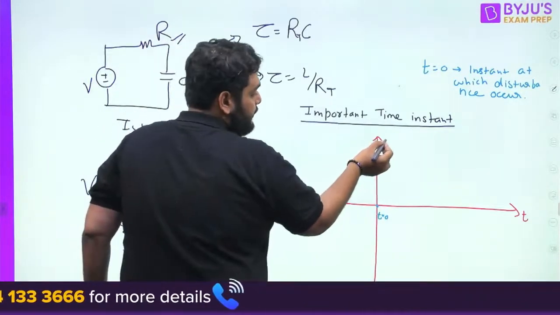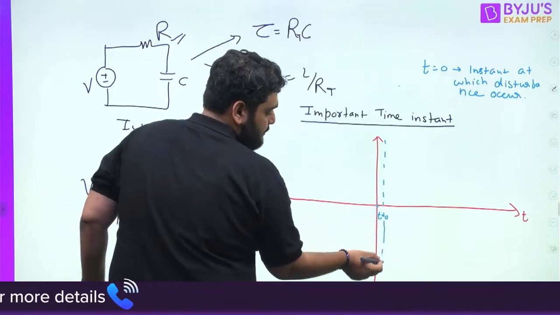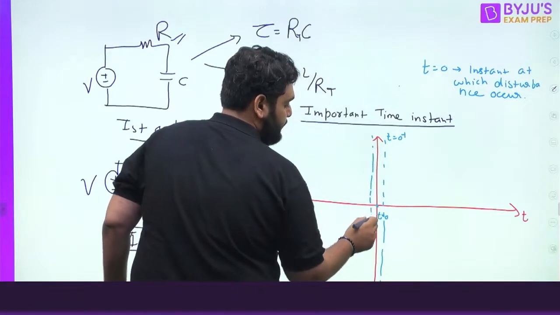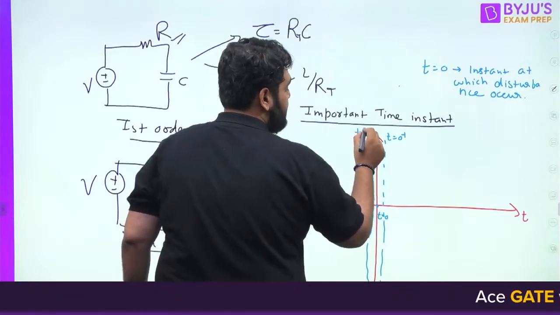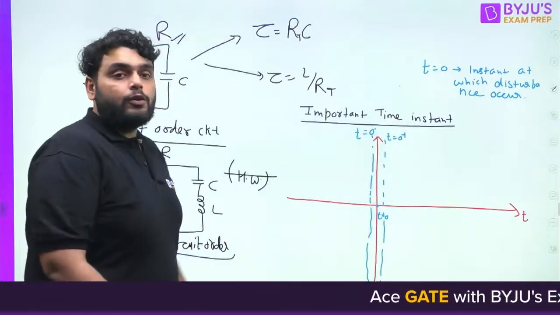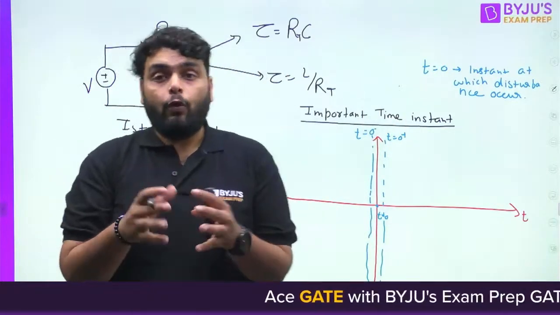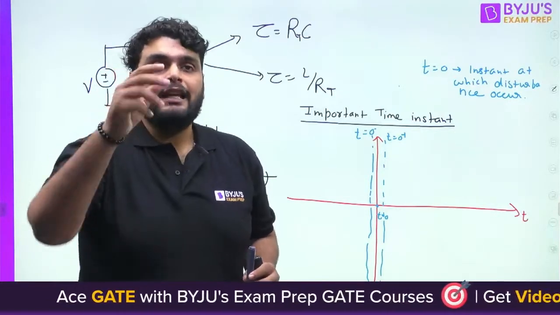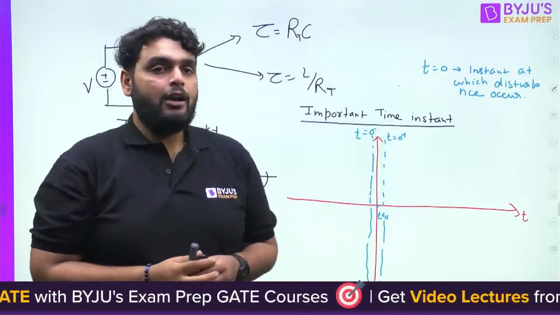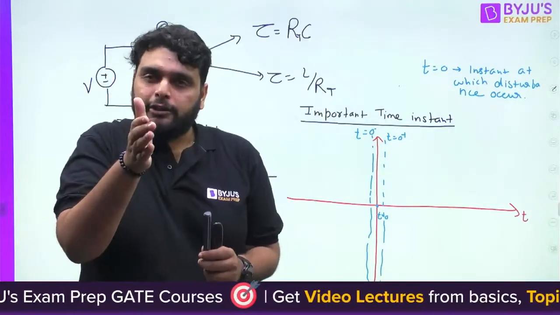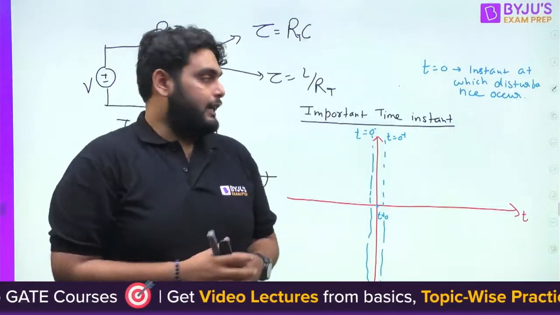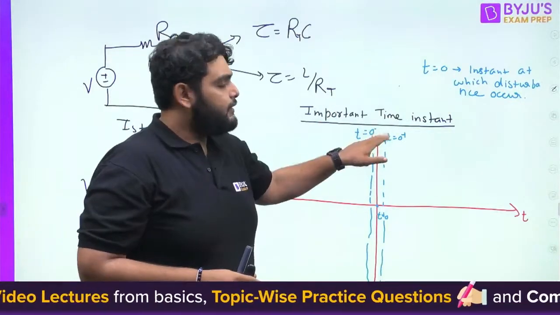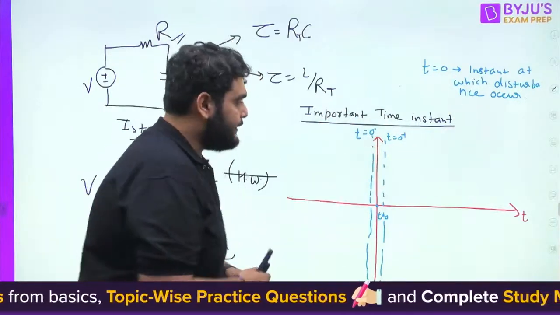After that, 2 instants are very important. One is t equal to 0 plus and one is t equal to 0 minus. Your whole transient analysis is based on these 2 instants. Now, what is t equal to 0 plus? It is the momentary time just after switching. And what is t equal to 0 minus? Momentary time just before switching. So at t equal to 0 minus, the circuit is not in a transient state, but at t equal to 0 plus, the circuit is in a transient state. Okay, understand this point.